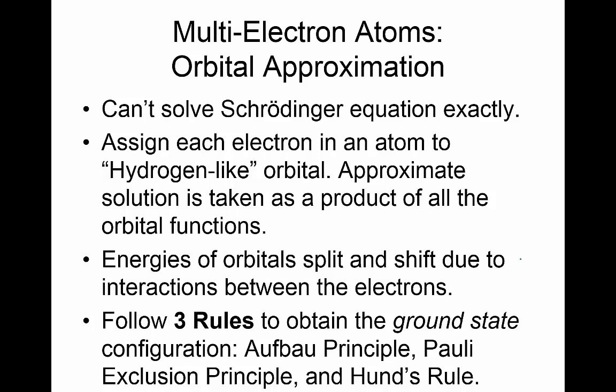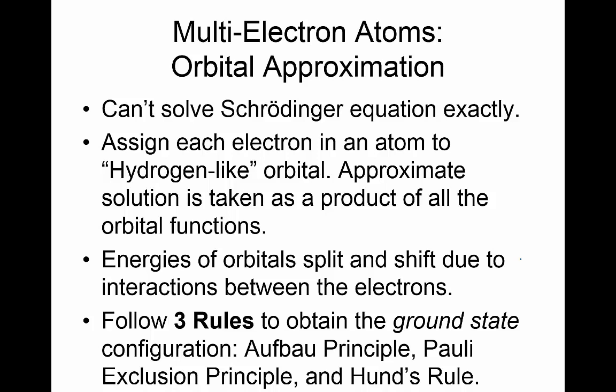So remember, orbitals are mathematical functions that describe a region in space where it is likely to find a particular electron. So the solution to the Schrödinger equation will then be the product of all those orbitals. We'll just multiply those mathematical functions together, and that'll tell us something about the whole atom.